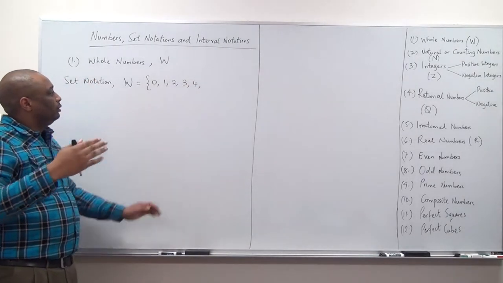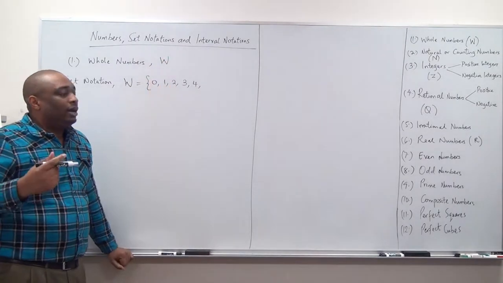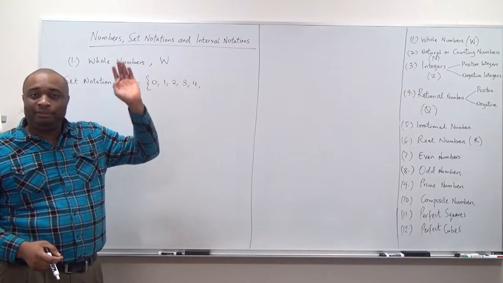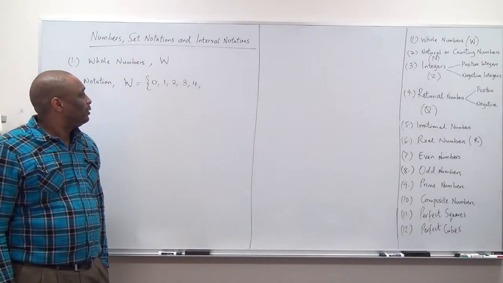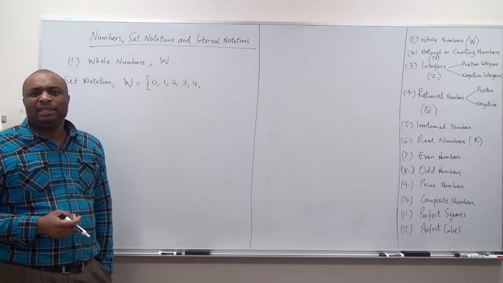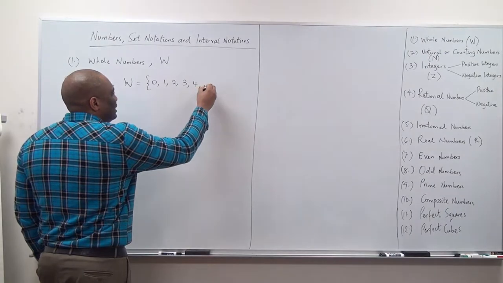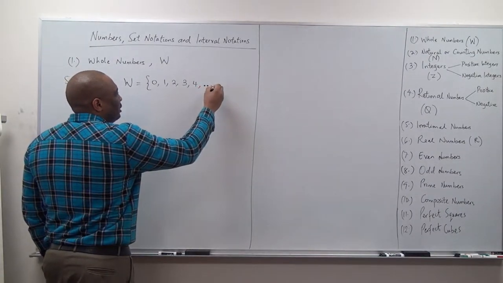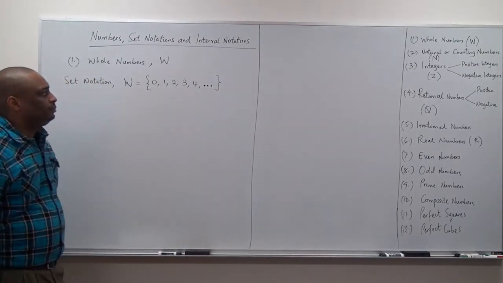So, would you want me to keep listing 5, 6, 7, 8, 9, 10? Oh no, if I keep listing then the whole board would be finished and probably the whole room will also be finished. So, I cannot keep on listing. So, I will use what we call in mathematics three dots, and I will close the set.